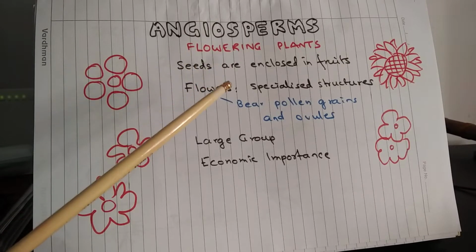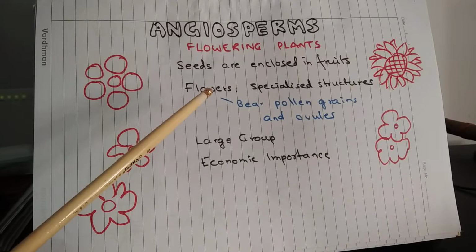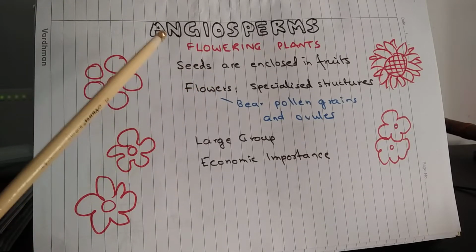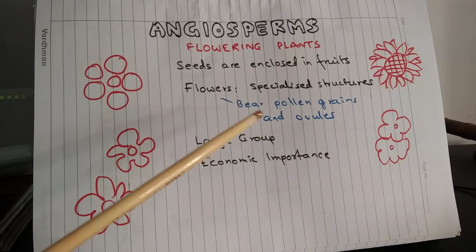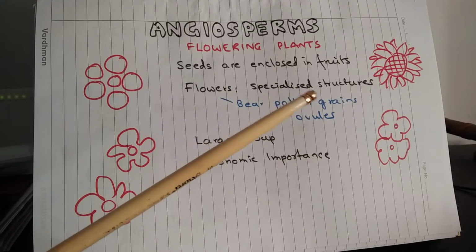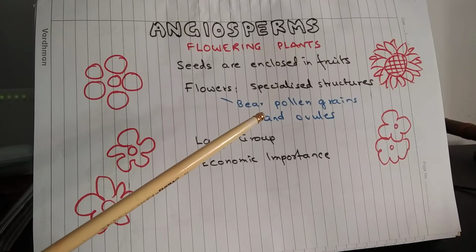Flowers are specialized structures, and you can compare them to a reproductive system. A flower bears pollen grains and ovules. Pollen grains are male gametes and ovules are female gametes. Angiosperms are a very large group, and they are found almost everywhere on the earth, in almost every nook and corner.